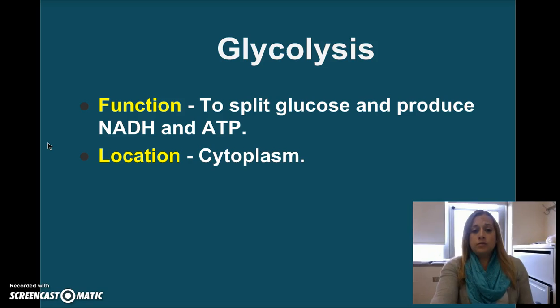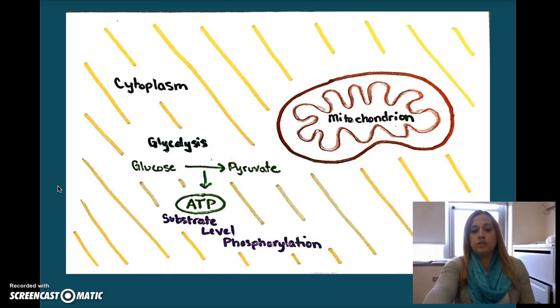The function of glycolysis, again, is to split glucose and produce NADH and ATP. Now, ATP we have talked about. NADH we'll get to in a second. And the location of this reaction is actually in the cytoplasm. So when we talk about cellular respiration, we'll talk a lot about the mitochondria, which is where Krebs cycle and electron transport take place. But understand that glycolysis happens outside of the mitochondria in the cytoplasm of the cell.